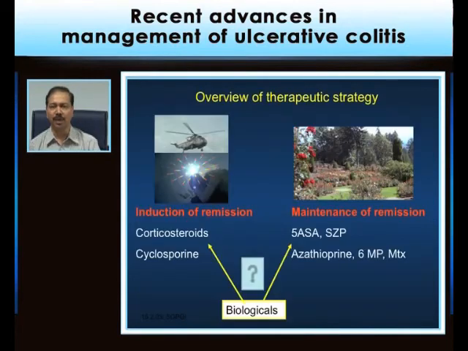Now how to manage this patient? The relapses are managed by inducing remission using corticosteroid or cyclosporine, and subsequently we don't use the same drug for maintenance of remission, but use another drug for maintenance of remission. These are 5-ASA, salazopyrine, azathioprine, 6-mercaptopurine and methotrexate. Biologicals such as adalimumab and infliximab work both in inducing remission and maintaining remission.